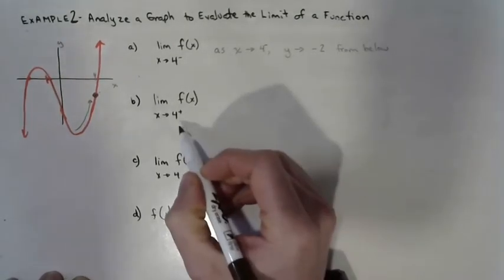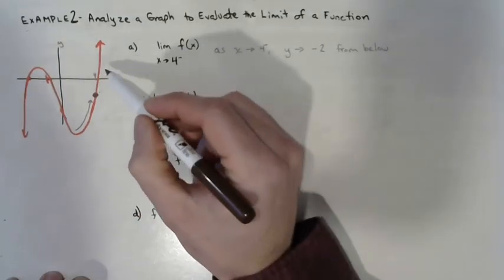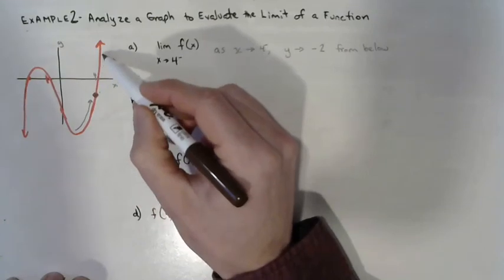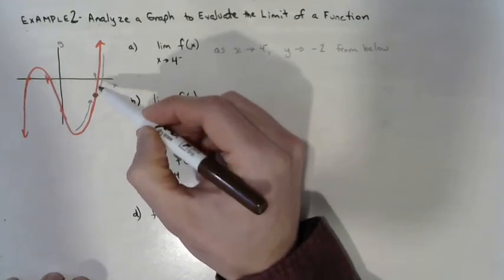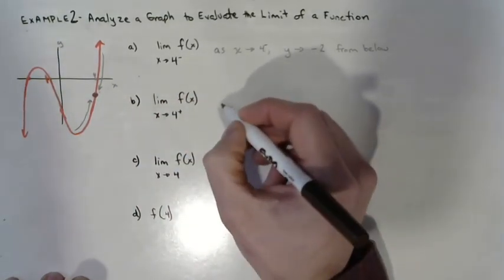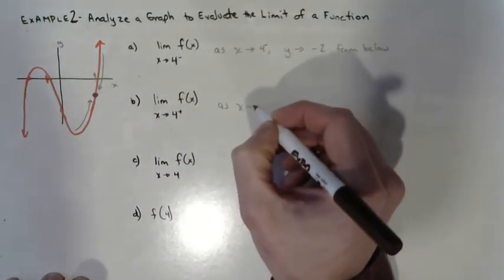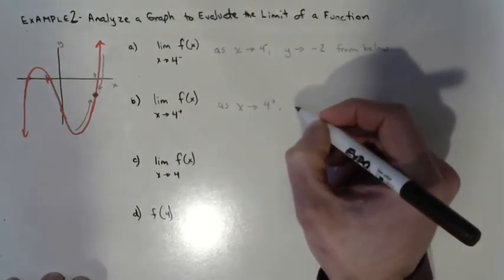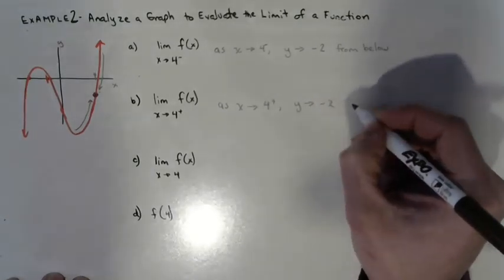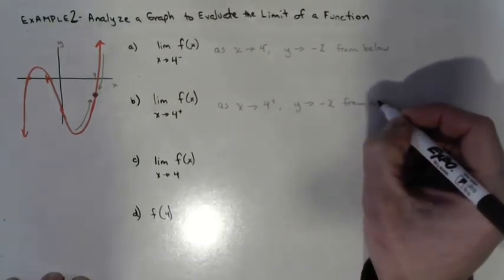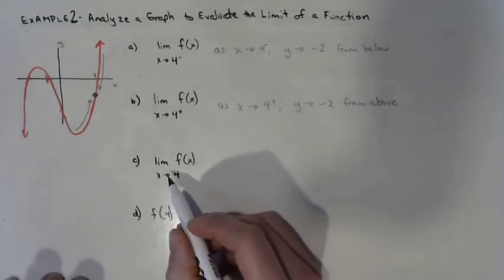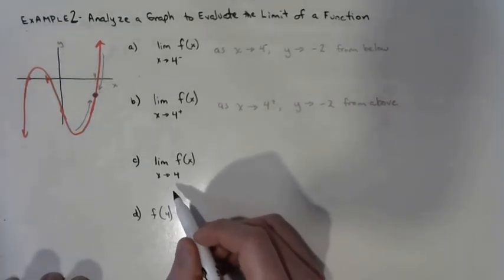And now we're going to take the right-hand limit. So we're going to come from the values that are greater than 4, from right to left. We're going to come down this slope toward 4. And as x approaches 4 from the right, y approaches again -2, this time from above.